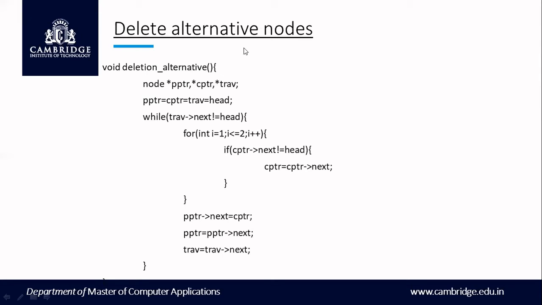Deleting alternate nodes is nothing but using a for loop, all the even number of nodes we are going to delete and then reassign the pointer back to the next links. So this is how we are going to do it.